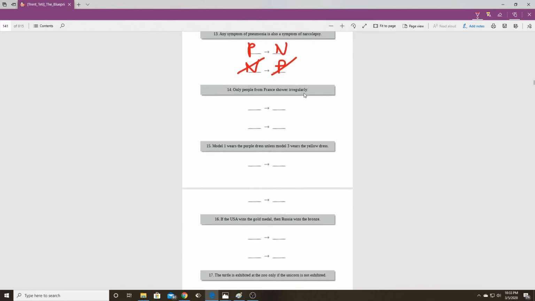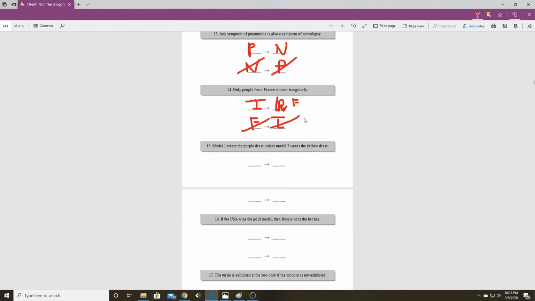Only people from France shower irregularly. Okay, so see irregularly people from France. So let's just put, I don't know, people. P for people. Or you could put F for France. Let's do F for France. That sounds better. Because we rewrite the word if, and that's aesthetically pleasing. Irregular. So, contrapositive. Switch, negate. If you're not a person from France, you probably shower regularly, basically what it's saying.